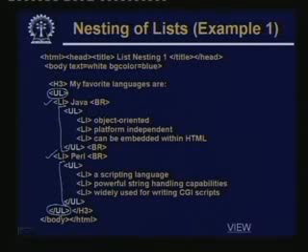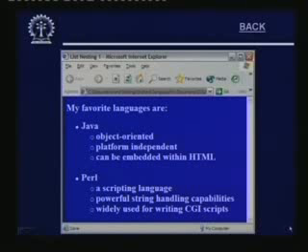So, within the top level list there are just two items, one is called Java, the other is called Perl, and after Java another list starts which will be nested inside the top level list: object oriented, platform independent, etc. Similarly, Perl: a scripting language, powerful string handling capabilities and so on. So, this shows nesting of an unnumbered list inside another unnumbered list. Now, if this is displayed on a browser, you will see something like this.